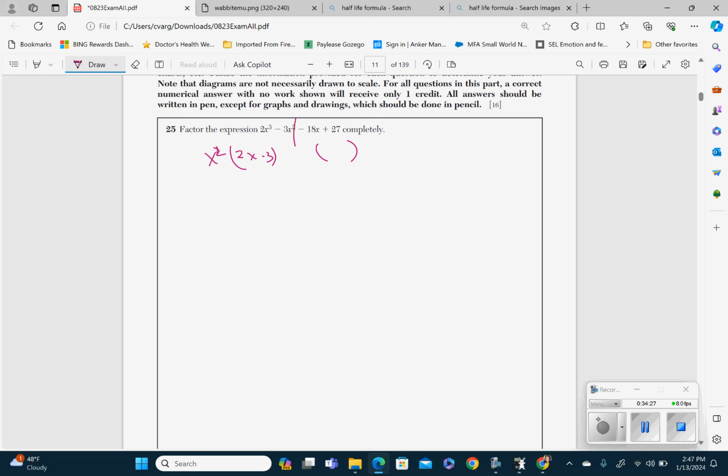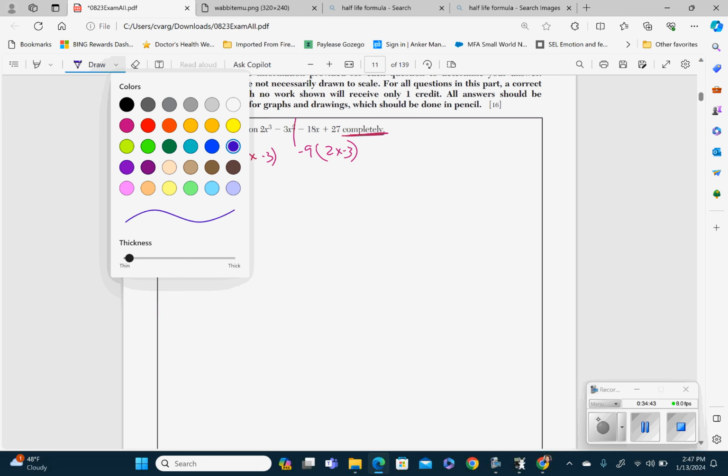Over here, I'm going to have a 2x minus 3 in my bubble. So what comes out? A minus 9. Whenever it says completely, that means that you're going to have to factor twice probably. So let me tell you what I mean by that.